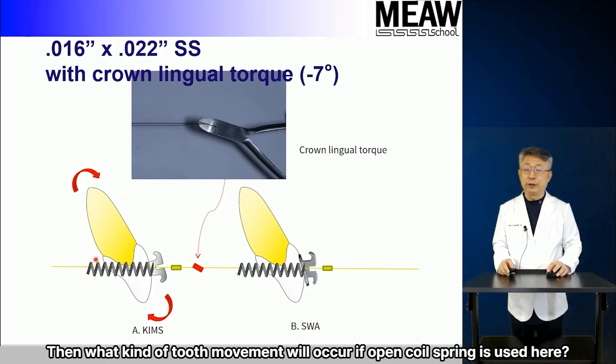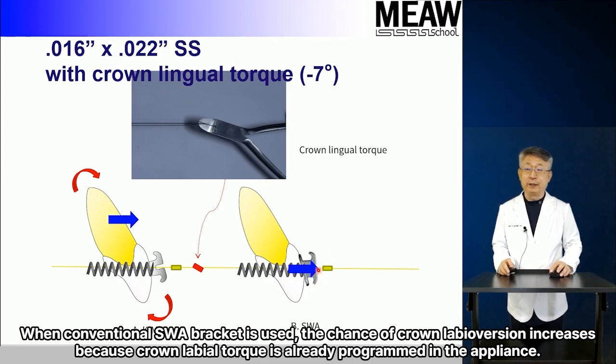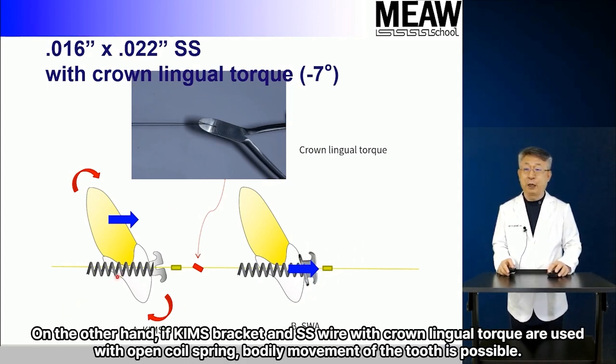Then what kind of tooth movement will occur if open coil spring is used here? In non-extraction treatment, there is a high possibility of crown labioversion, which is unesthetic. When a conventional SWA bracket is used, the chance of crown labioversion increases because crown labial torque is already programmed in the appliance. On the other hand, if Kim's bracket and SS wire with crown lingual torque are used with open coil spring, bodily movement of the tooth is possible.